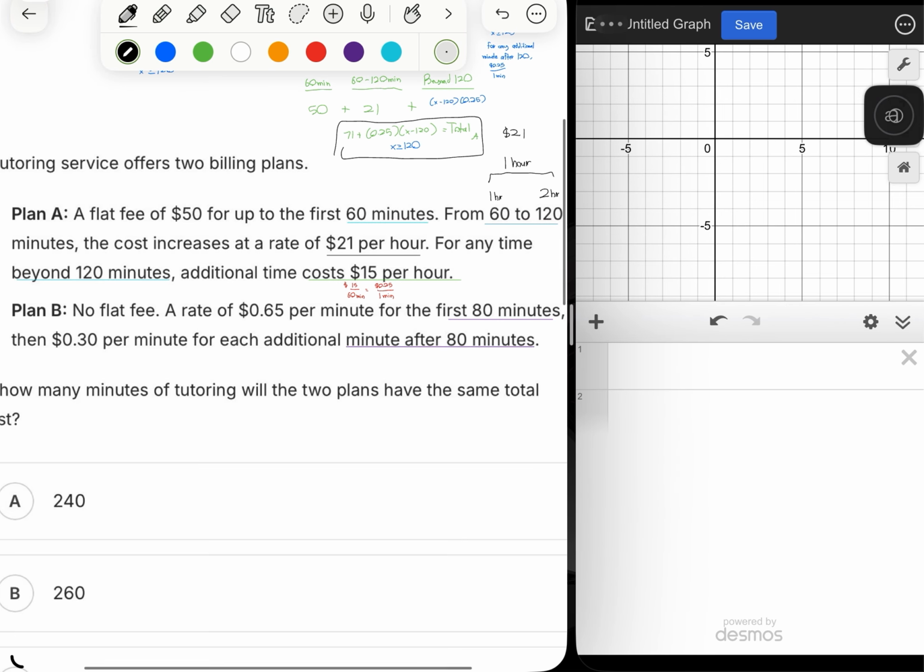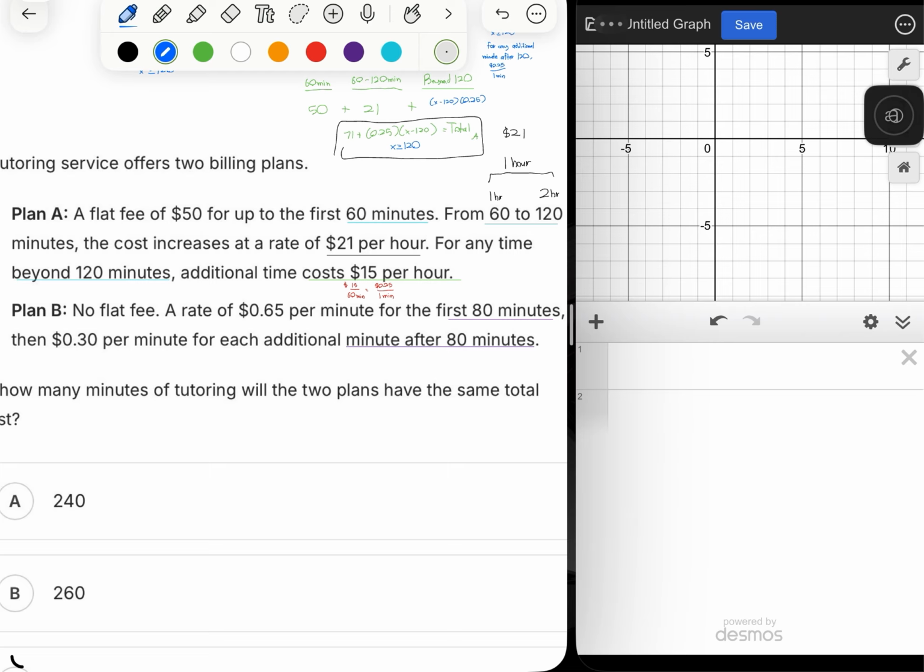For the first 80 minutes, there is a rate of 0.65, and then for each additional minute after 80 minutes, you add 0.30 per minute. So the key thing, and this is where a lot of people mess up, is actually really important for this question. Once again, you have to unify everything.